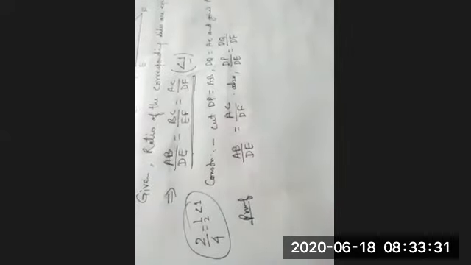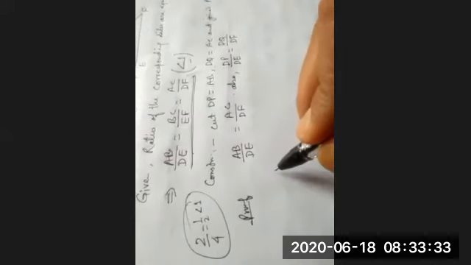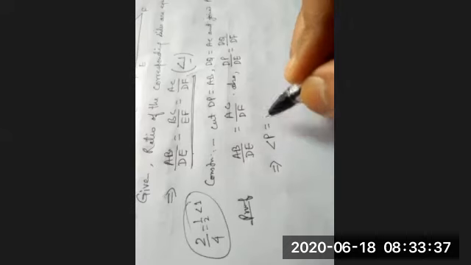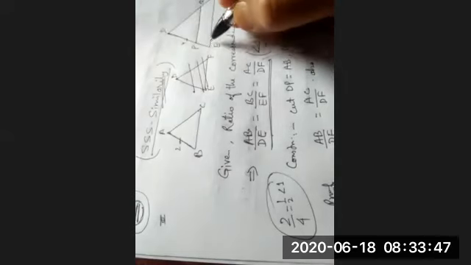So here we can write, this implies angle P is equal to angle E and angle Q is equal to angle F. See, these two lines will be parallel, na?